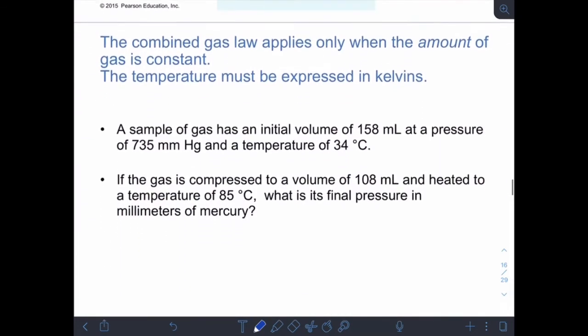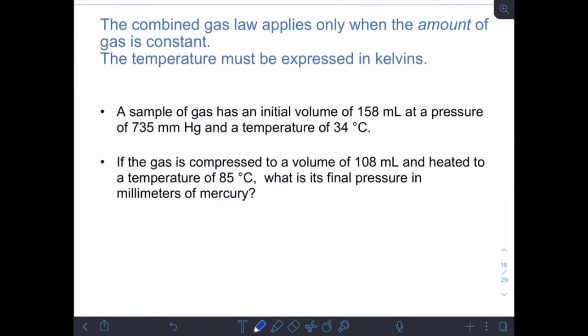So let's take a look at a question involving combined gas law. Boy, I can't speak today.